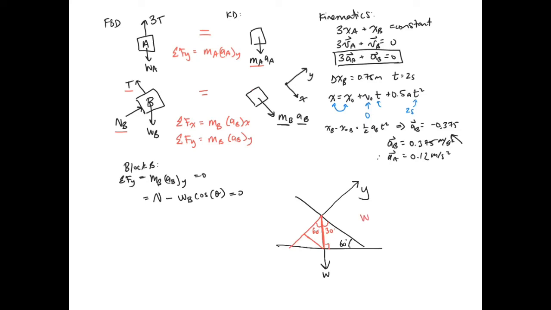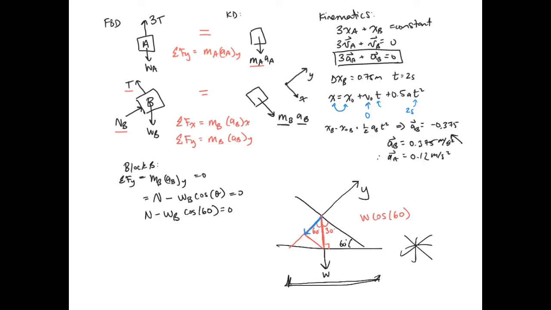So if we do weight times cos 60, that will be the magnitude of this piece of the triangle here, and it's going in the negative direction as expected. When we plug this back in, we have normal minus the weight of B cos of 60 is equal to 0. Oops, sorry, dropped my pencil. There are a lot of different ways to visualize these triangles, but this is absolutely critical to be able to come up with these angles. It's really, really important.